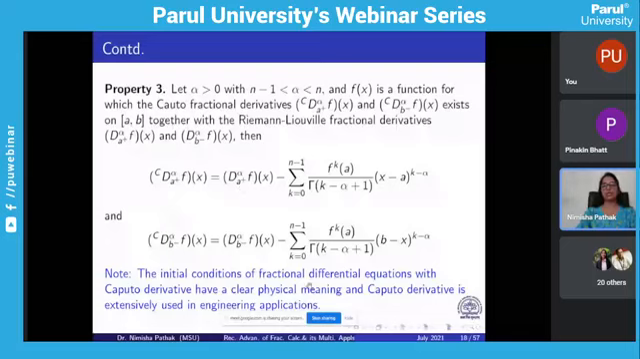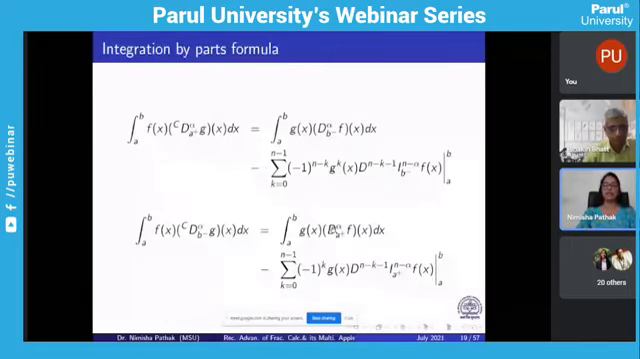Whenever we consider fractional differential equations with the Caputo derivative operator, then the Caputo derivative has a clear physical meaning, and that is why it is extensively used in many applications, particularly in engineering applications. There is a very well defined integration by parts formula, because integrals are there in the definition of fractional integral and fractional derivative, and that's why it is very important to know about the integration by parts formula. These are fractional derivatives of some functions. I have noted very few.